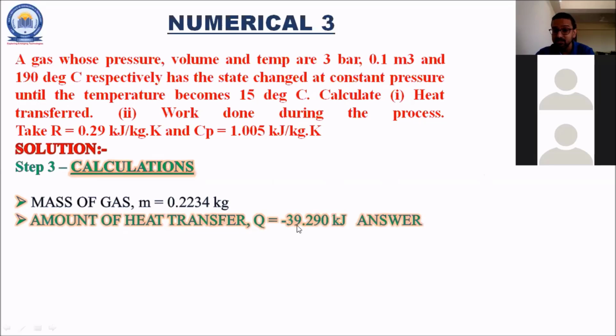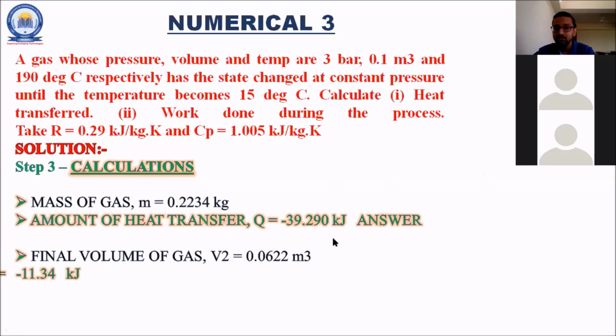Here we are getting a negative sign, so we need to mention the comment. The negative sign shows that the amount of heat is released by the gas during the process. The negative sign shows that the value is reducing. So this is the amount of heat which is released by the gas during the process.